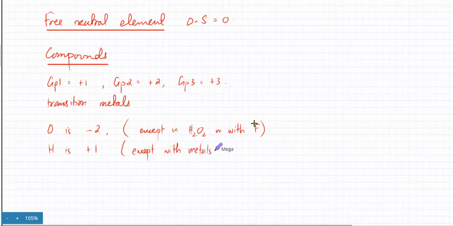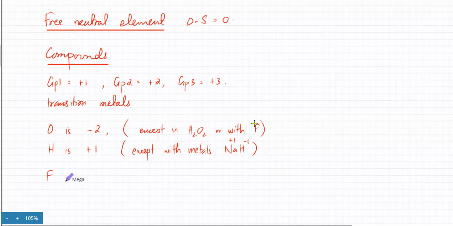Because when it's with metals, then the metals are the ones that are losing electrons, like NaH. Then Na would be the one that's +1, and H is going to be -1. So you've got oxygen, which is -2, and H, which is +1. And fluorine is always -1. I mean, you can always count on that.